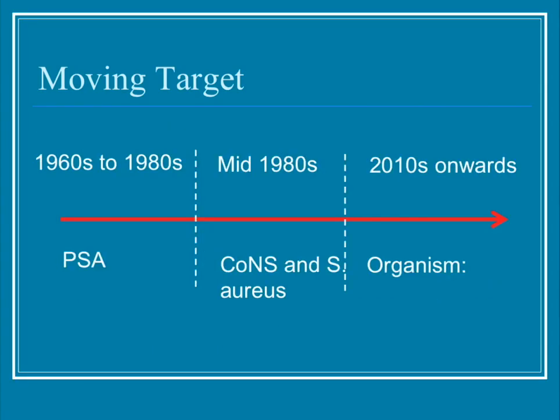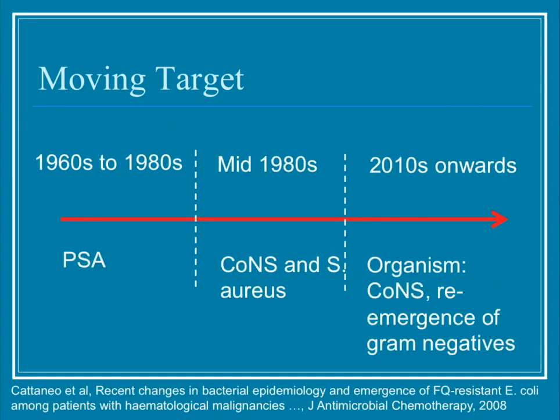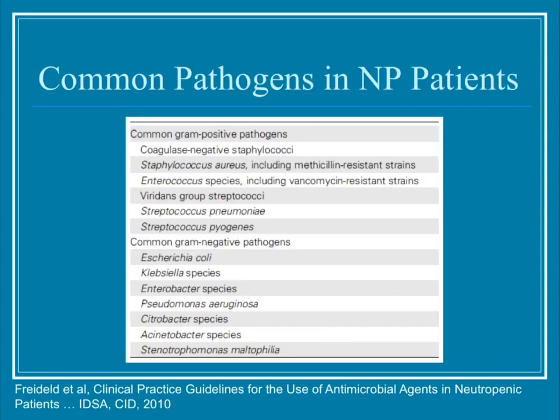So what about 2010s onwards? For that, honestly, we just have everything plus resistance. This is just reminding us of the common pathogens that can occur. There's a variety of gram-positives and gram-negatives from the gut. Pseudomonas is definitely there. Stenotrophomonas too, depending on the type of flora you have in your hospital system.